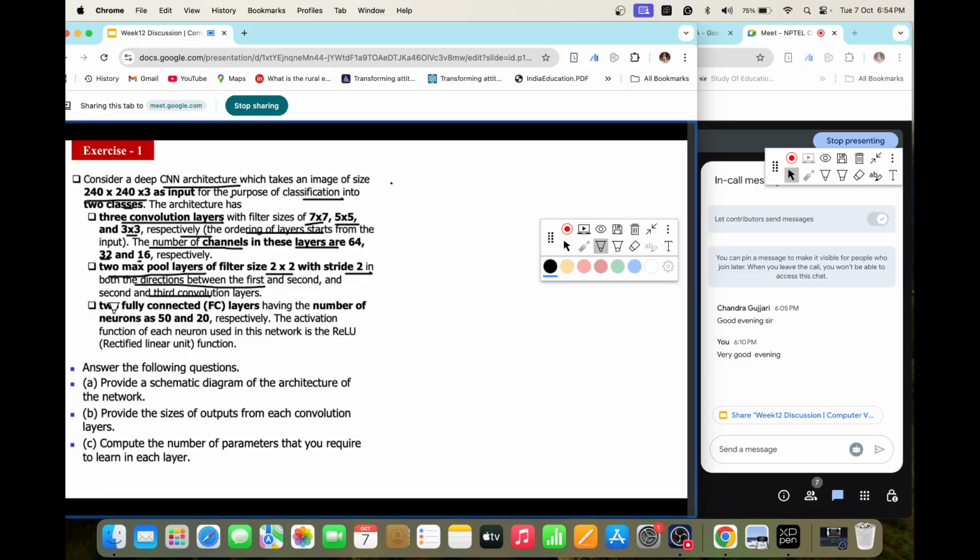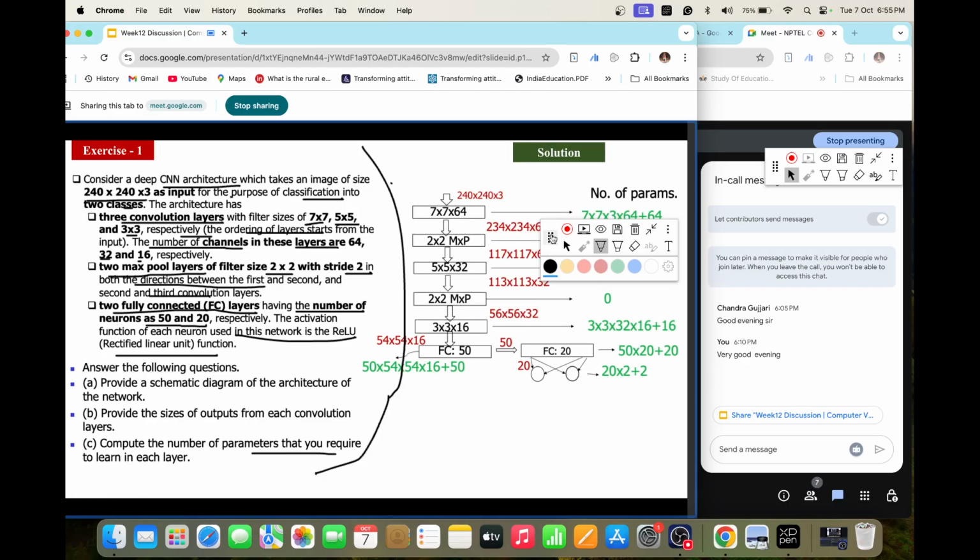And at last we have 2 fully connected layers having the number of neurons 50 and 20 respectively. The activation function of each neuron used in the network is the ReLU, that is the rectified linear unit function. Answer the following questions. Option A, provide a schematic diagram of the architecture of the network. Option B, provide the sizes of the output from each convolution layer. Option C, compute the number of parameters that you require to learn in each layer. So this is the whole question. If you can answer this question, all your CNN concepts are cleared.